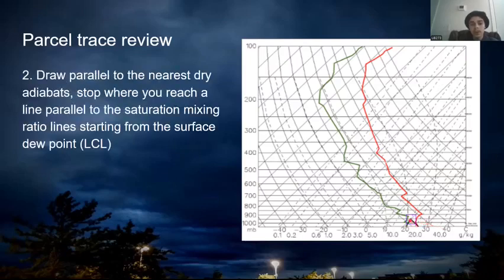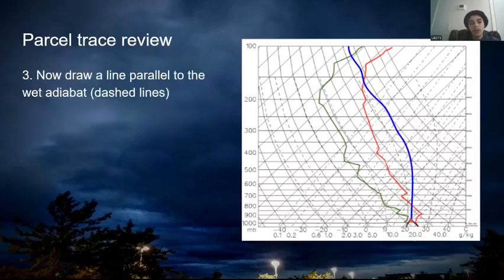you go parallel to a dry adiabat. So you go parallel to one of the solid lines that curve from the bottom right to the top left. You go parallel to that and then connect it with the line going from the dew point. So now they're connected, and now we continue our line following the wet adiabat, which is the dashed line. So you just parallel it. See this dashed line, the blue line is roughly parallel to it. And now that's our parcel trace. So it's actually pretty easy.